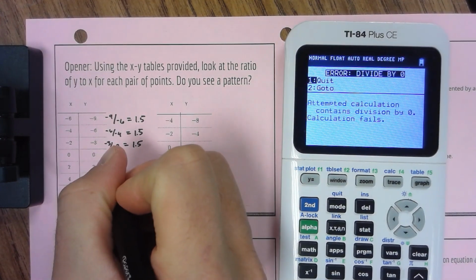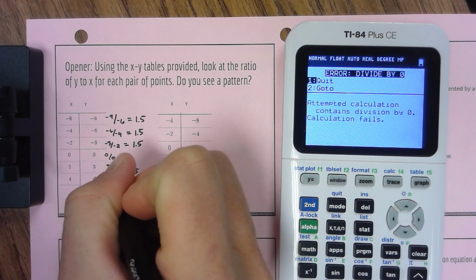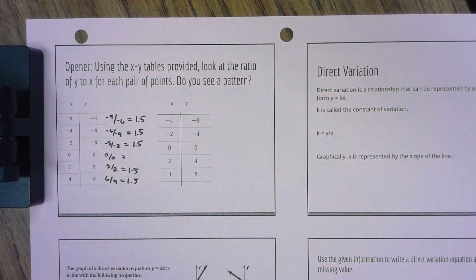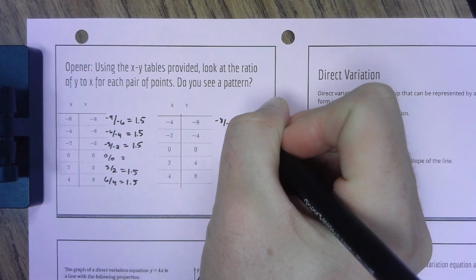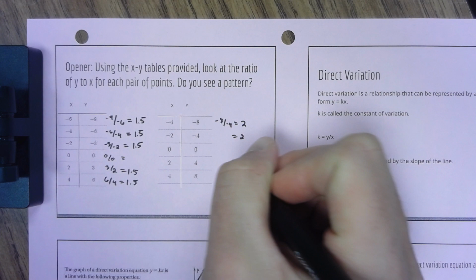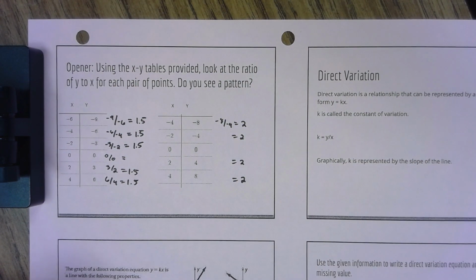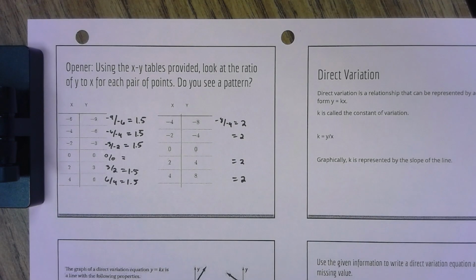Okay, but all the others, 3 divided by 2, that's 1.5. And 6 divided by 4, that's 1.5. Okay, same thing's going to be true over here in the second table. -8 divided by -4. That's 2. So we're going to get 2 all the way down except for that 0, 0. And so what this brings up is a relationship between two variables, x and y, called direct variation.